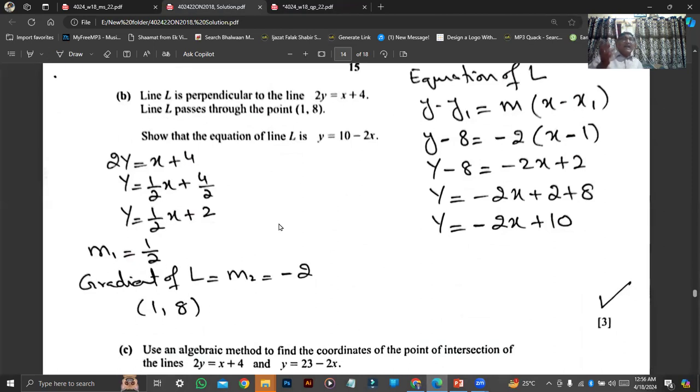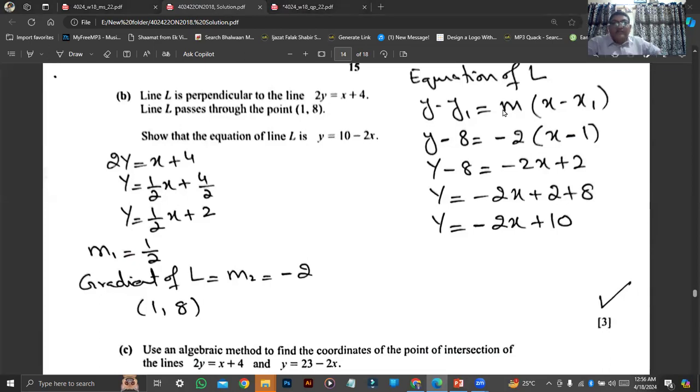The gradient of the line L, which is perpendicular to this line, will be the reciprocal of this, and you change the sign. So when you reciprocate it, it becomes 2, and you change the sign, so that becomes minus 2. So the gradient of the line L, which is perpendicular to that line, will be minus 2. And it passes through (1, 8). So I know the gradient of the line L, and I know one point through which it passes. So I can find the equation of that line.